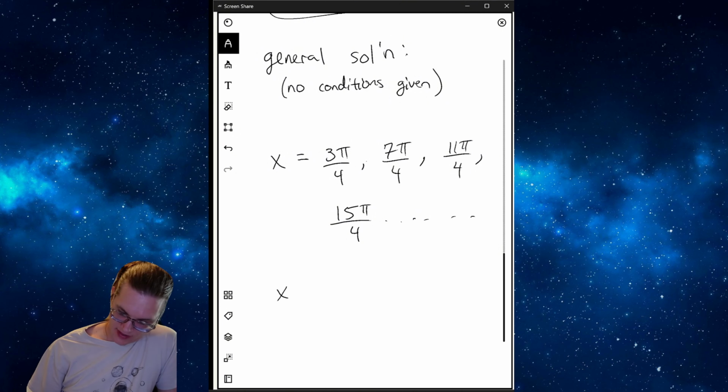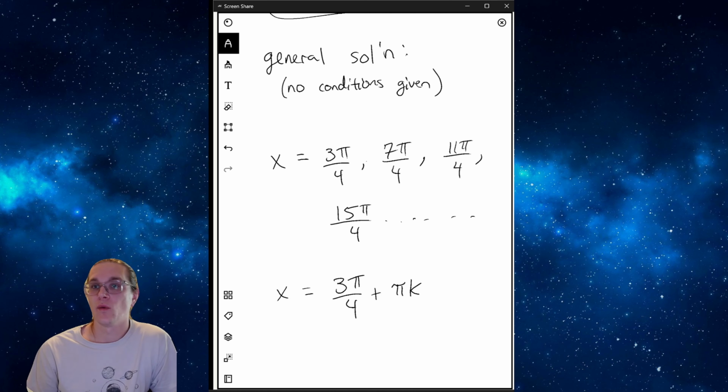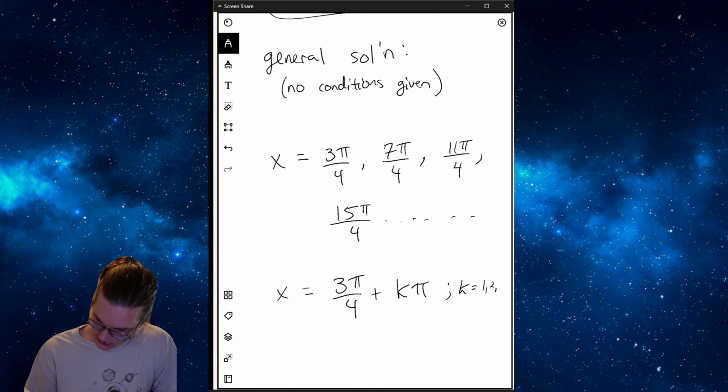But to save a lot of time and energy, instead of writing out an infinite number of solutions, we just say it's 3 pi over 4, which is the first solution, plus pi times k. Like I said, you'll either see n or k here. I wrote pi times k, but again, I should write it the way you'll most likely see it. So 3 pi over 4 plus k pi, where k is 1, 2, 3. So instead of writing the dot, dot, dot here, I'm saying this is for all integers you can imagine from 1 to infinity.